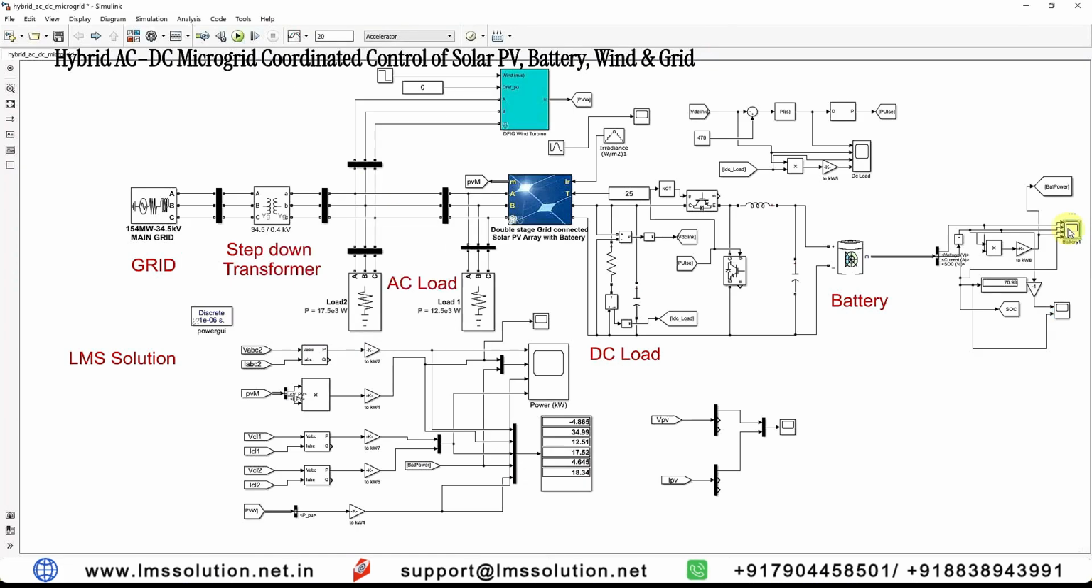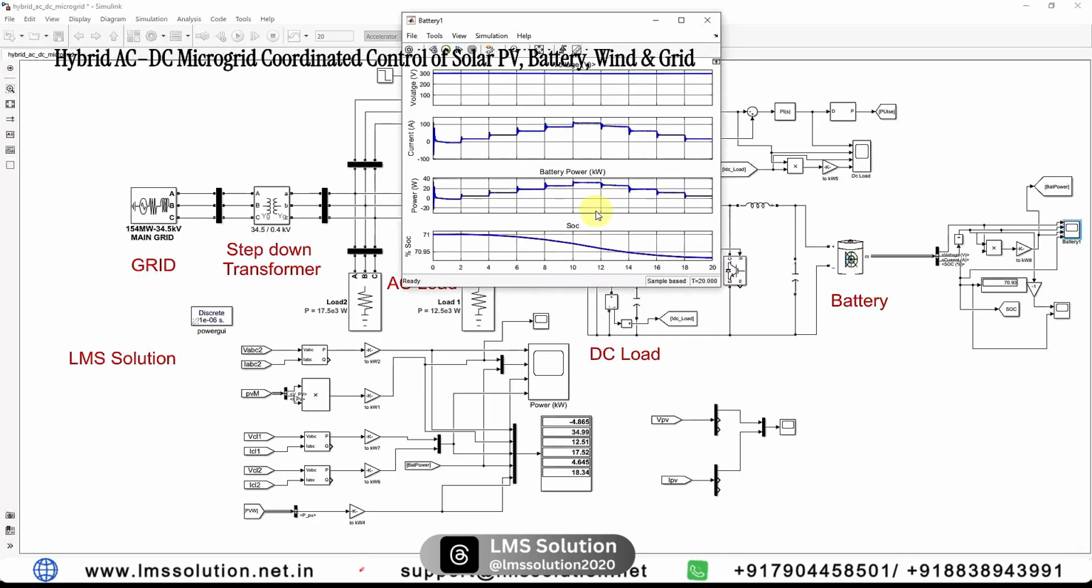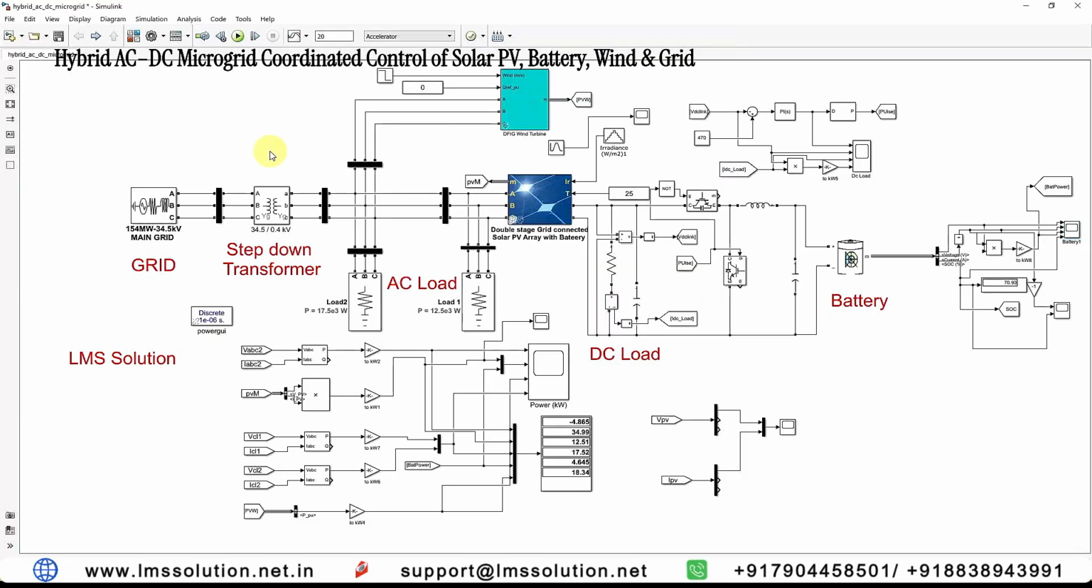Here you can see the battery voltage, battery current, battery power and SOC of the battery. Same thing, it changes according to the change in irradiation and PV power. This is the total operation of the hybrid AC and DC microgrid system.